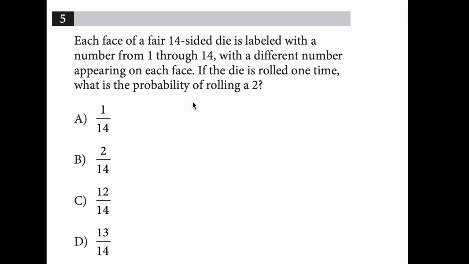Each face of a fair 14-sided die is labeled with a number from 1 to 14, with a different number appearing on each face. If the die is rolled one time, what is the probability of rolling a 2? So we have the total number of faces, 14, write it in the denominator, and we have only one face with 2, so it will be 1 over 14, so the answer is B.